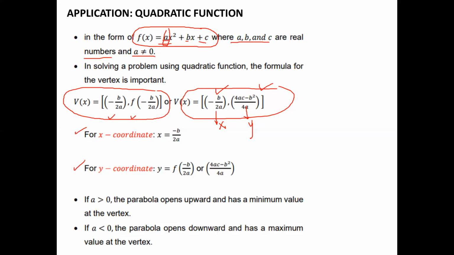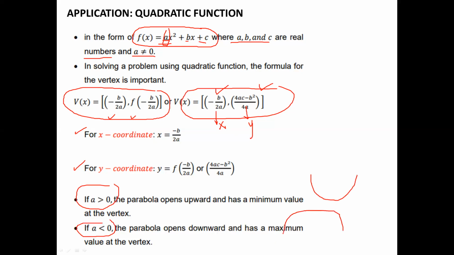Now, tandaan lang palagi na kapag ang A is greater than 0 or A is a positive number, sigurado ang parabola opens upward yan. At ang minimum value niya ay yung nasa vertex. Okay? Yung minimum value ay yung nasa baba, yung vertex. Ngayon naman, kapag ang A maliit sa 0, ibig sabihin negative number yan. The parabola opens downward. Okay, ganito ang ibig sabihin dito. Kapag ang A is greater than 0, ang parabola opens upward yan. Dito naman, sa pangalawa, kapag daw ang A is less than 0, ang parabola opens downward.